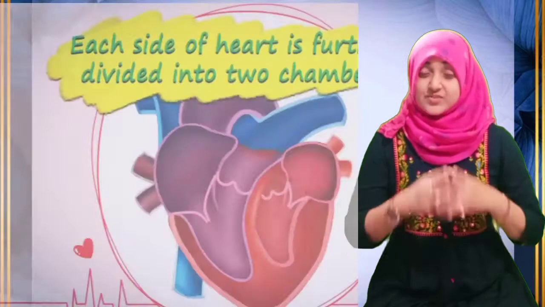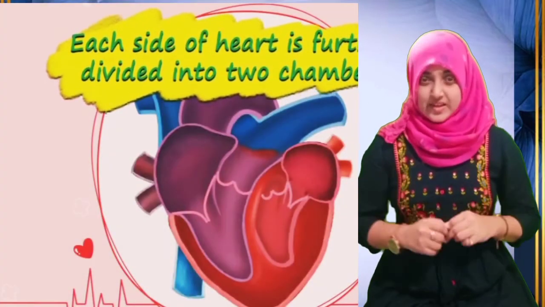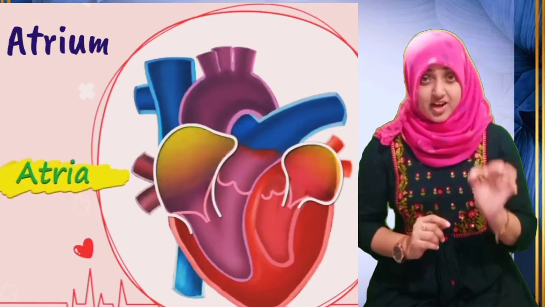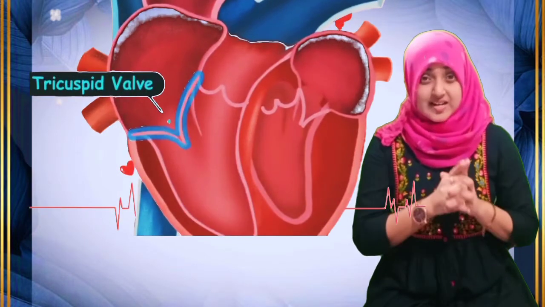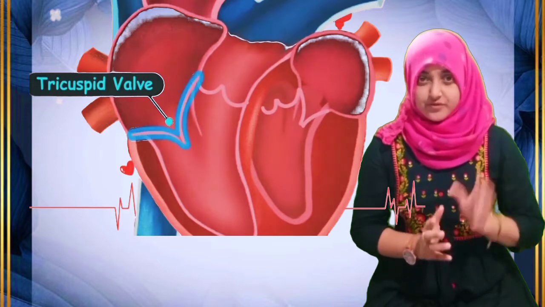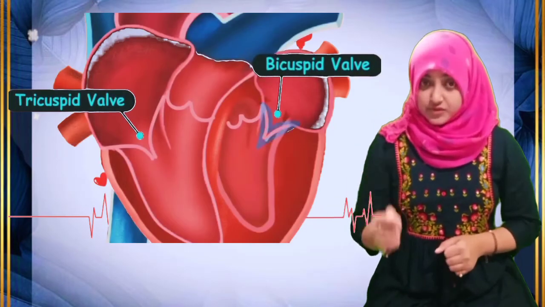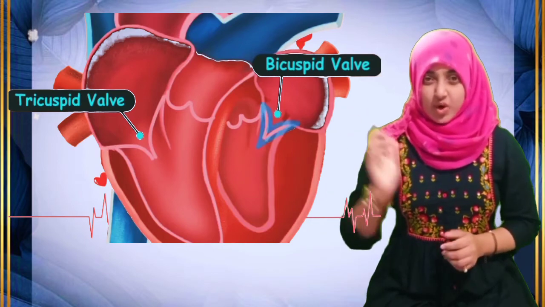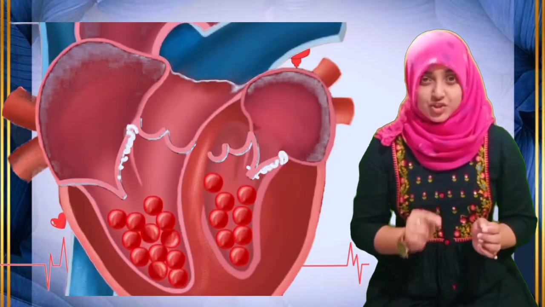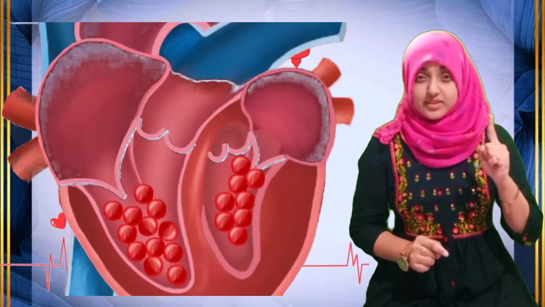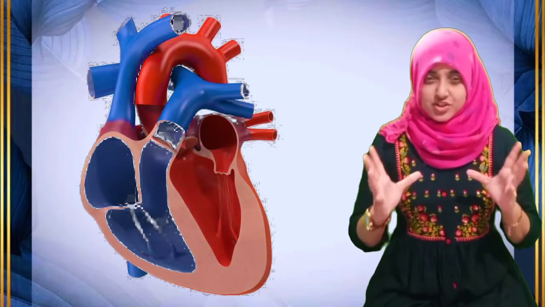Now, each side of the heart is further divided into two chambers each. The upper two chambers are called the atria or atrium. The lower two chambers are called the ventricles. So, in total, the heart has 4 chambers. Further, the right atrium and right ventricle are separated by a tricuspid valve, and the left atrium and left ventricle are separated by a bicuspid valve. The function of these valves is to see that the blood flows in one direction only. It prevents the backflow of the blood. Basically, it acts like security guards. So this is how the structure of a heart is.